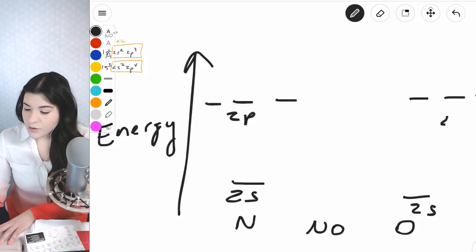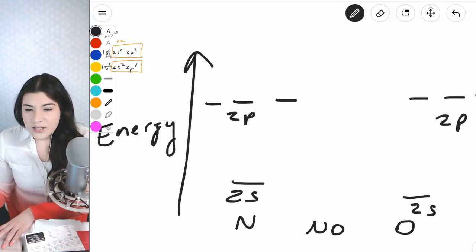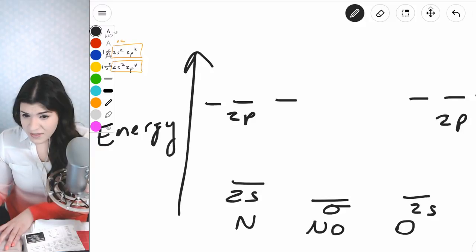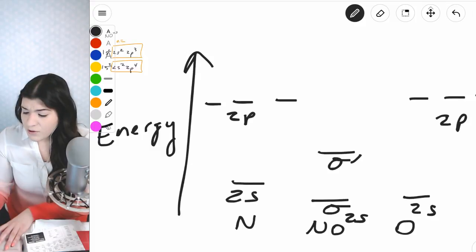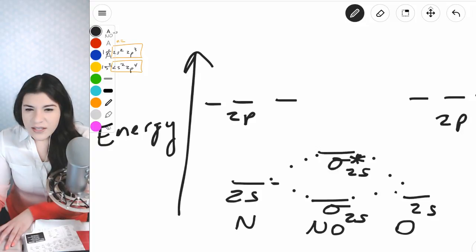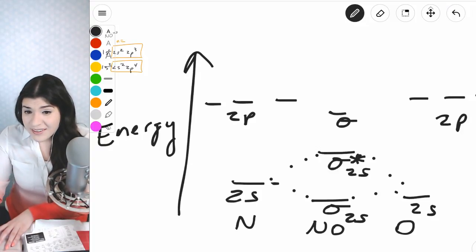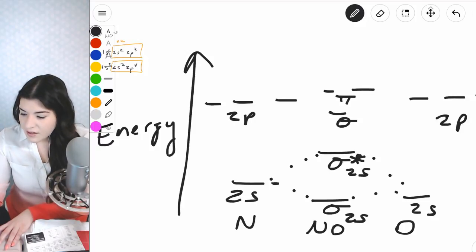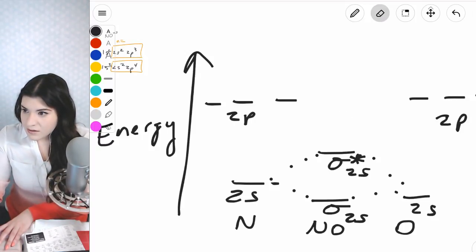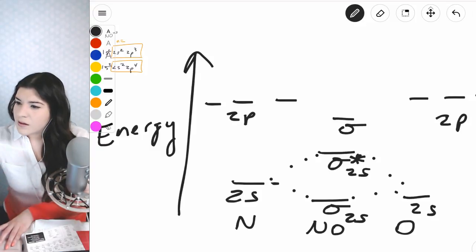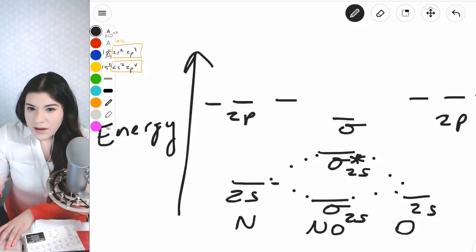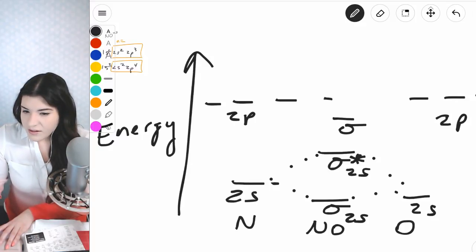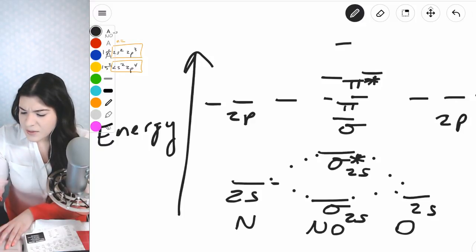There we go. Next we'll place our sigma, representing our 2s orbital, and then this is our sigma antibonding, representing 2s again, and these are all interconnected. Next in the center we'll have sigma again, and this is pi. Let me lower this a tiny bit. And then pi again. I'm just drawing this out. This is pi antibonding, and this is sigma antibonding.